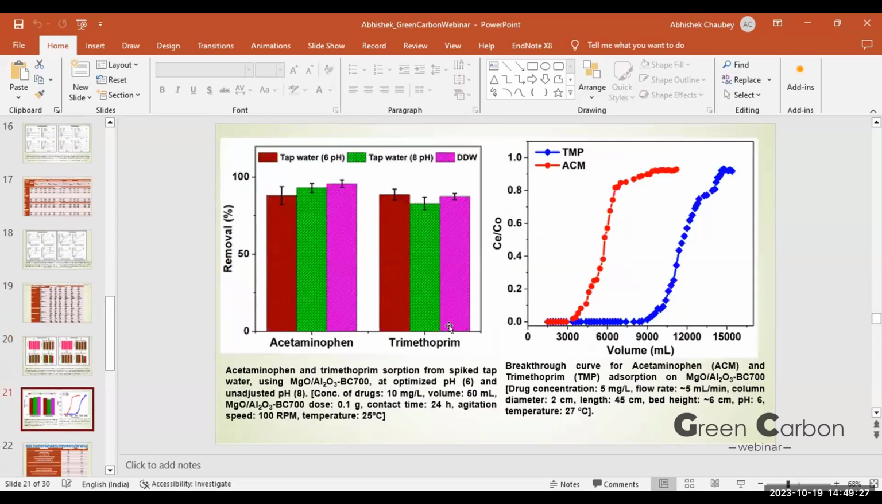To get a look at real water, we also performed experiments with tap water. We took tap water from the lab, and we maintained the pH.